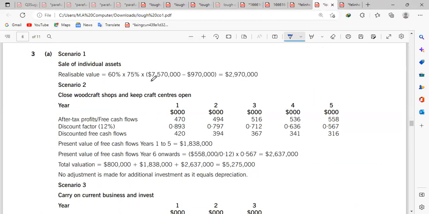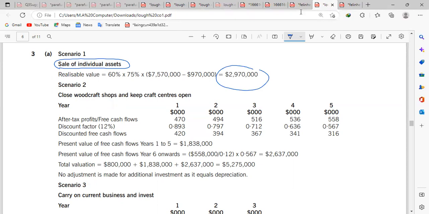Total assets, sir. Total assets minus current liabilities. This is equal to the net assets. Okay, so 7570 minus 970. You will be taking 75% of 60%. So this is the value: 2970 when you are selling the assets individually. Yes, we have applied the criteria suggested by the examiner.